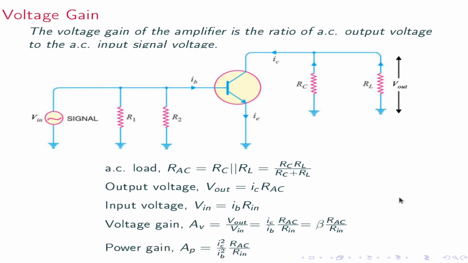Power gain AP is equal to IC square RAC by IB square RIN. That is beta square RAC by RIN, where beta is IC by IB.